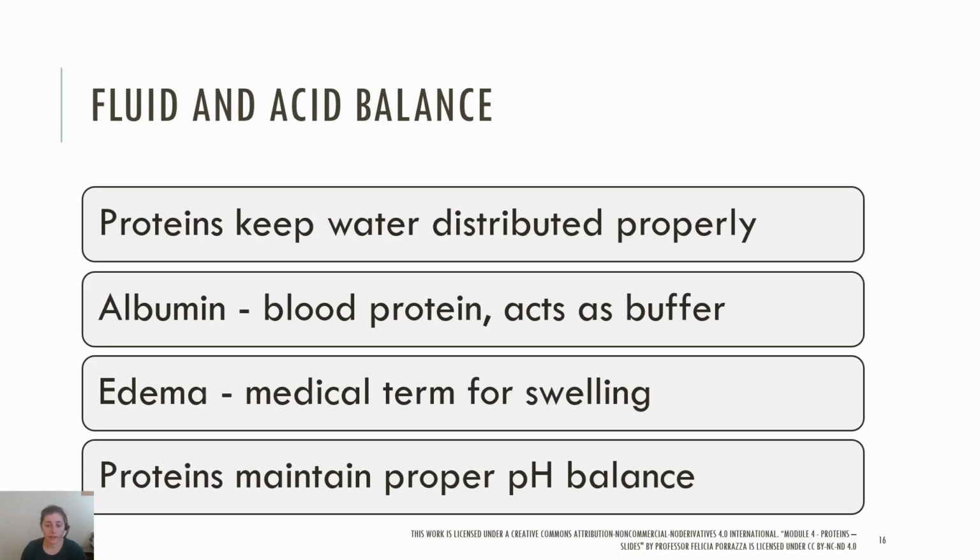Fluid balance is another key role of proteins. Proteins continuously circulate at high concentrations in your blood, which keep water distributed properly in different compartments of the body. One of these abundant proteins in the blood is albumin. Normal blood pressure in your arteries forces blood into the capillary beds. Blood fluid moves into the spaces between your nearby cells, called the interstitial spaces, and this provides nutrients to your cells.